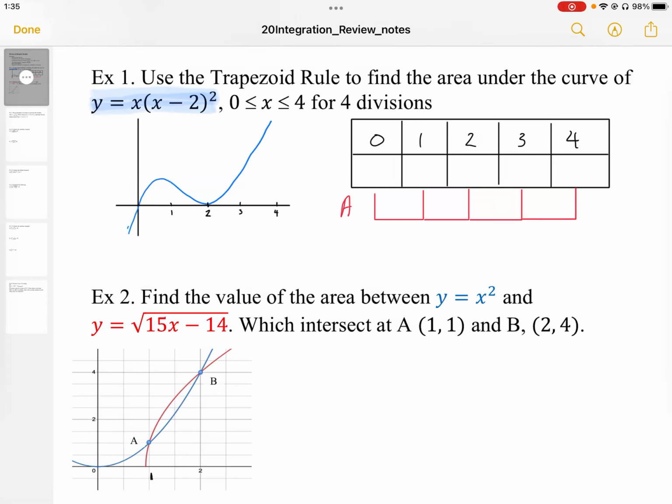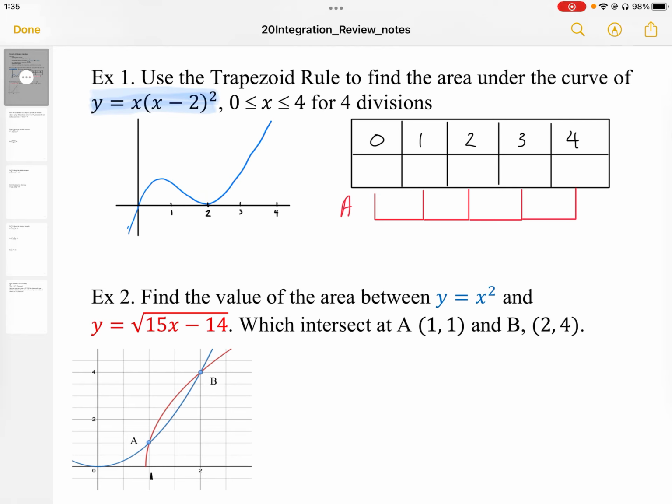Example 1. Use the trapezoid rule to find the area under the curve of y equals x times (x minus 2) squared between 0 and 4 for 4 divisions. So the first thing I've done is draw the graph, sketch the graph based on the polynomial.